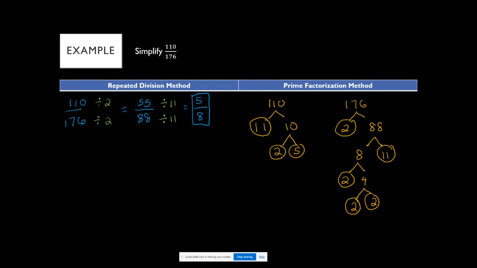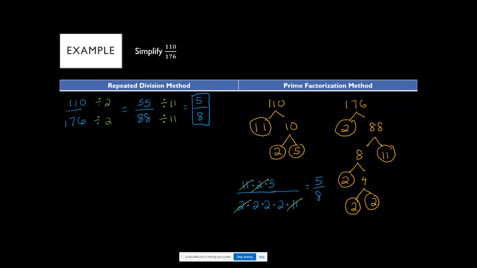And then instead of writing 110 over 176, I would have 11 times 2 times 5. And then 176 would be 2 times 2 times 2 times 2 times 11. And then I would just start canceling things out. The 2's and then the 11's. And then I'm left with a 5 on top, and then the 2 times 2 times 2 gives me 8. So we get the same answer with the prime factorization.